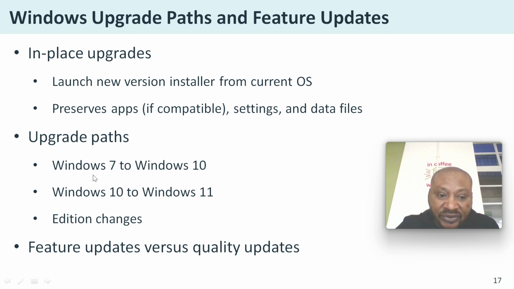So if you use Windows 7, yes, you can upgrade from Windows 7 to Windows 10. But you cannot upgrade from Windows 7 to Windows 11. If you have Windows 10, you can upgrade from Windows 10 to Windows 11. But you cannot upgrade from Windows 10 to a higher version of Windows that Microsoft released. Not possible. Right? Good.